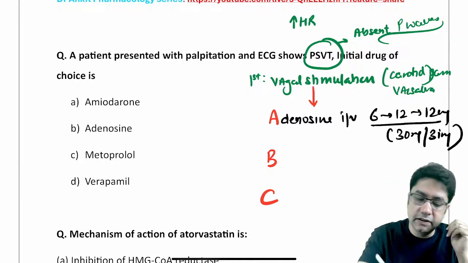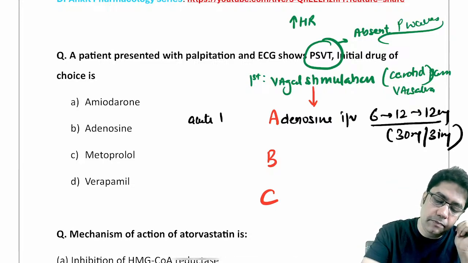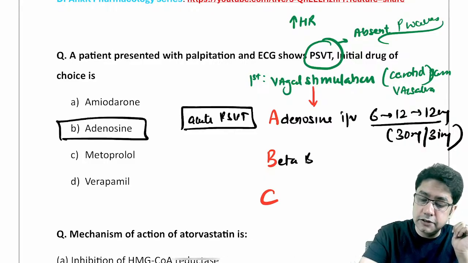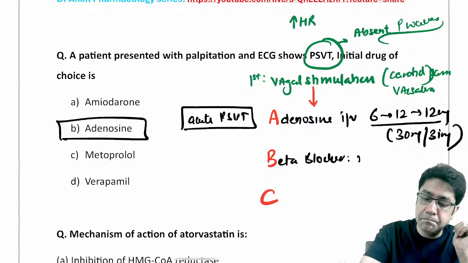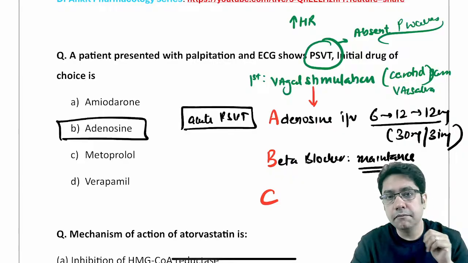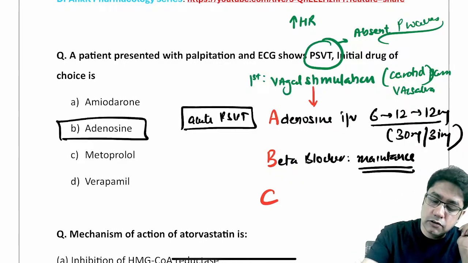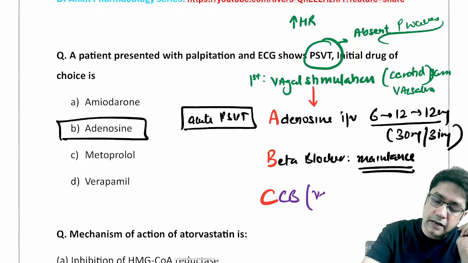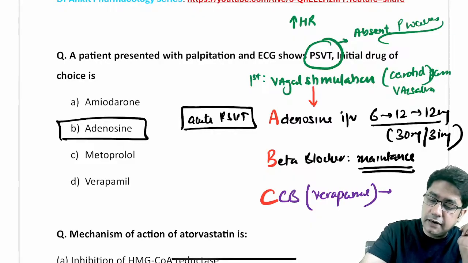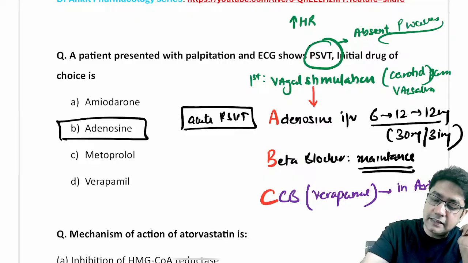So it is given for acute treatment of PSVT. During an acute attack of PSVT, we give adenosine. Then we give beta blockers. Beta blockers are given for maintenance. You can also give a calcium channel blocker like verapamil. Verapamil is given for the treatment of PSVT in asthma.